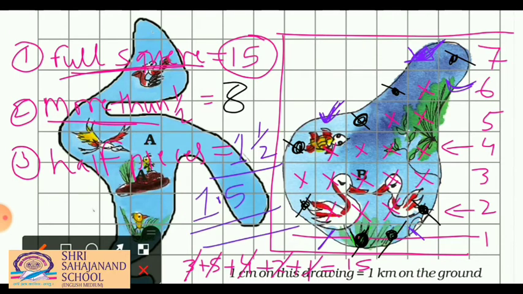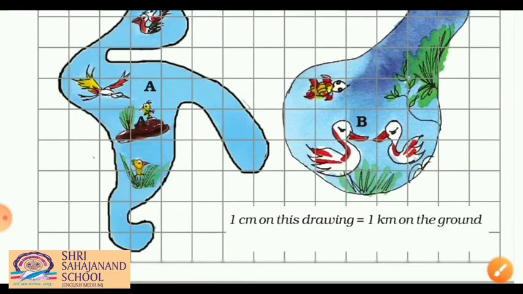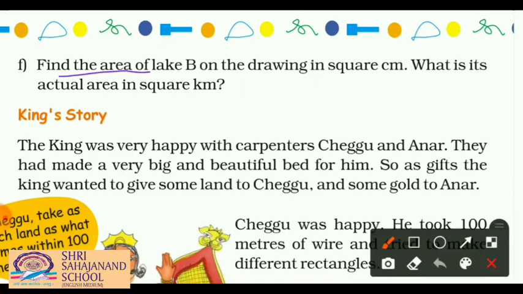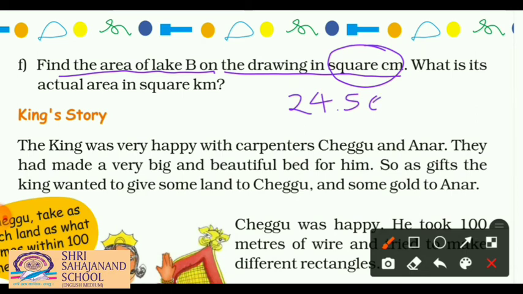Now add all the numbers. So it is 15 plus 8, 23, 23 plus 1, 24, and 24 and a half, or in another way you can say 24.5. So what was our question? The question was, find the area of lake B on the drawing in square centimeter. So in square centimeter it will be 24.5 square centimeter.